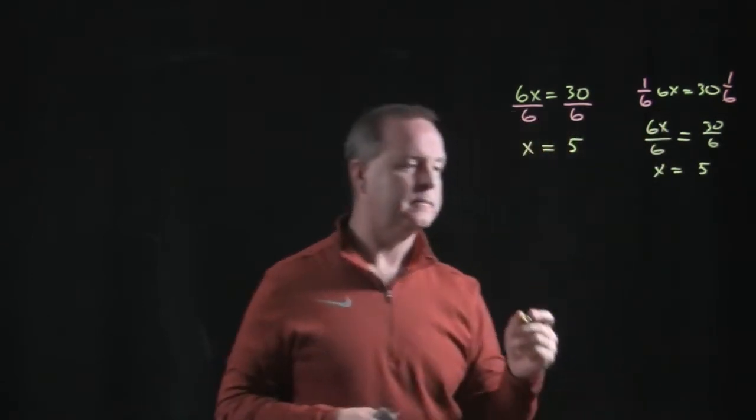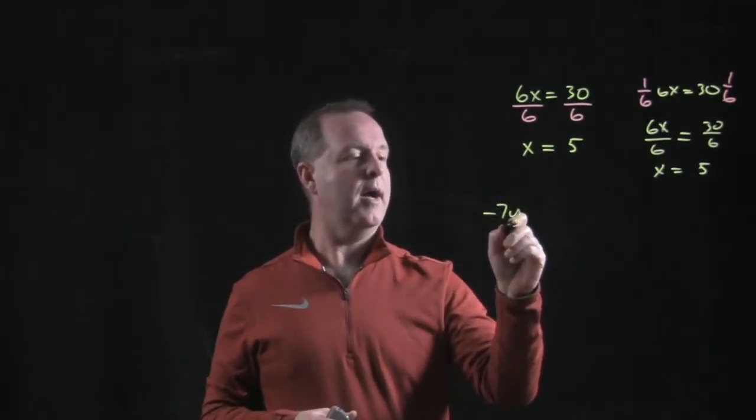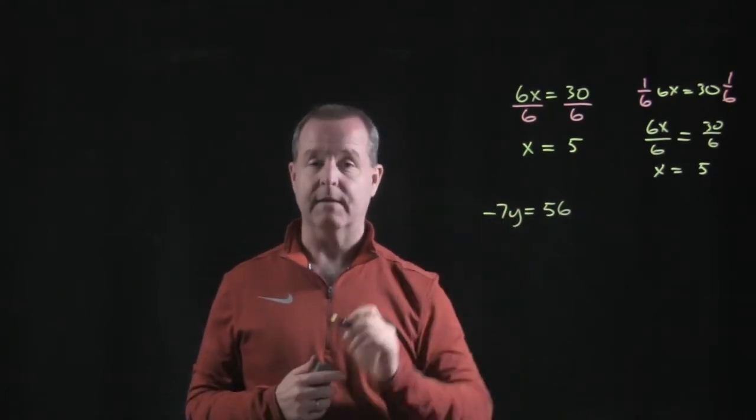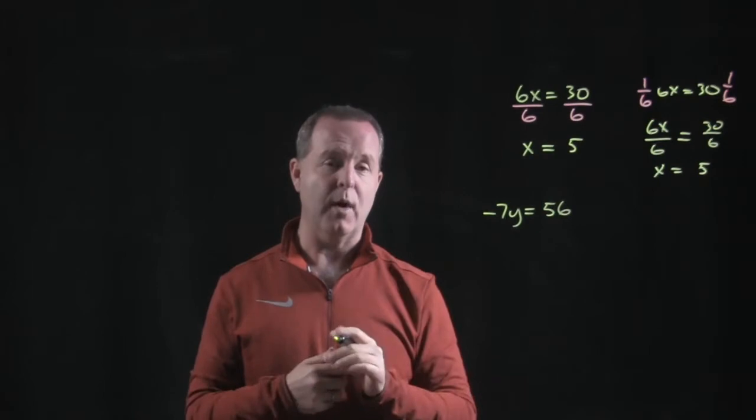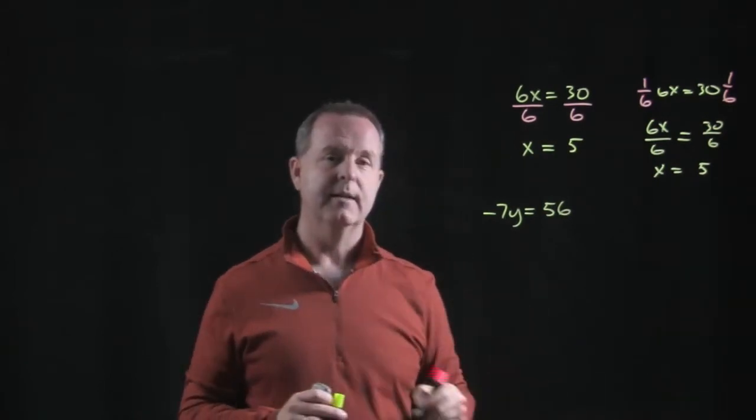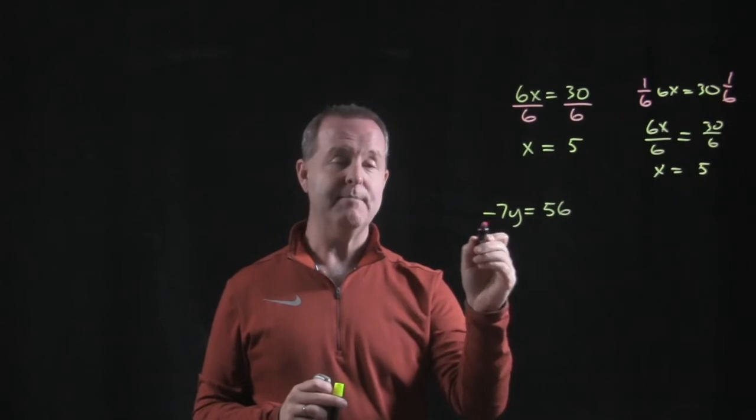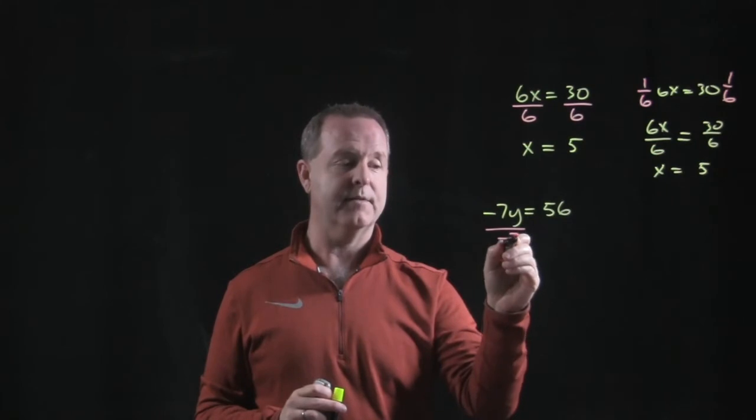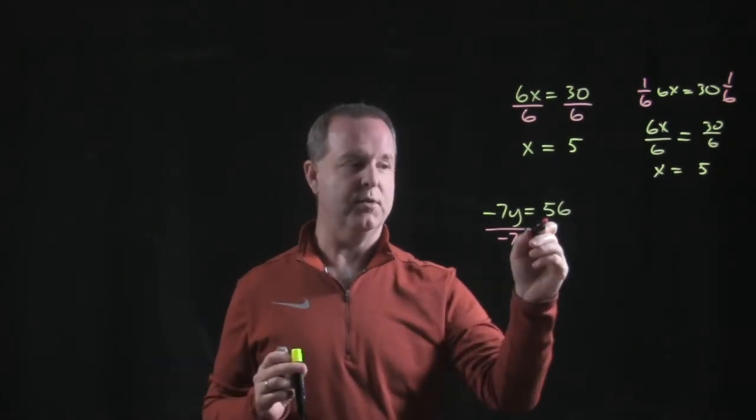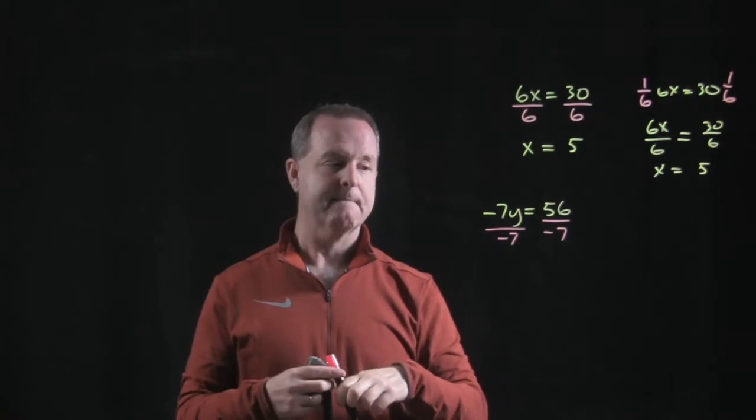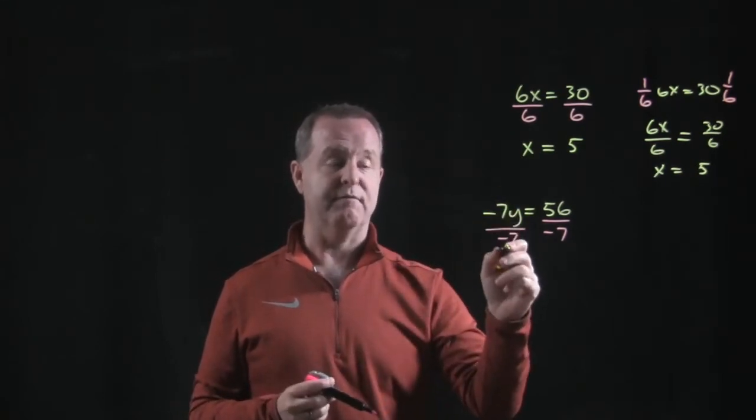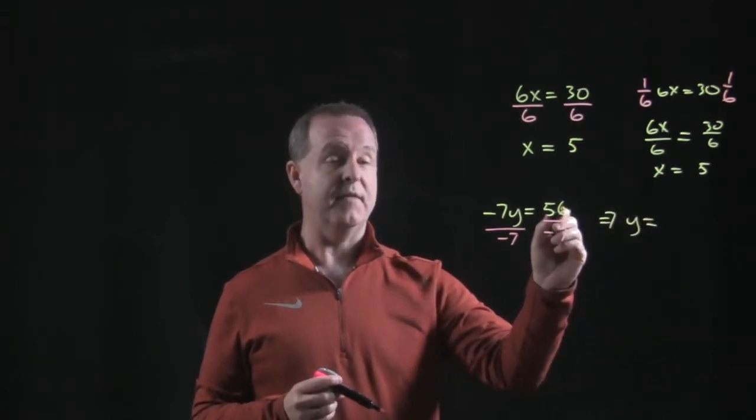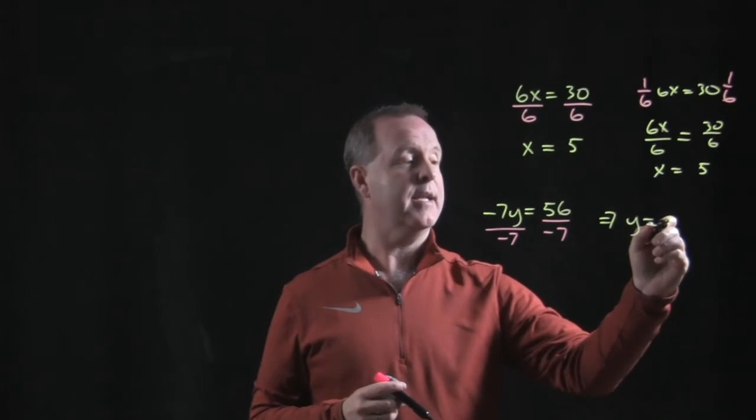Another example, -7y equals 56. I want to isolate the variable y. Where the variable is, in this case it's y, I want to isolate it. So to do that, I want to think of a great number to divide by, so that the y is isolated. And I'm going to divide by -7. To do that, I have to do it to the other side as well. And then the -7's factor out, and I'm left with y equals 56 divided by -7, which is -8.